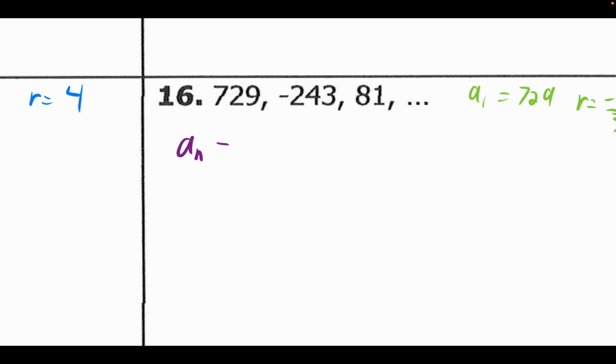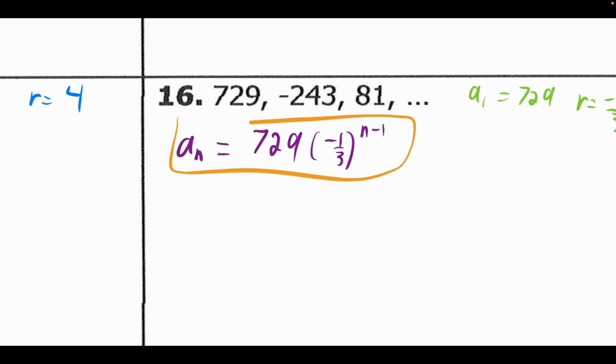Here we go. A sub n is equal to a sub 1, 729, times the -1/3 to the power of n minus 1. So as we take that rule and then we plug in 7 for n, a sub 7 equals 729 times negative 1/3 to the power of 7 minus 1, which tells us that the seventh term in this geometric sequence, sorry, not arithmetic, I called it arithmetic on the last problem, I think, is just 1.